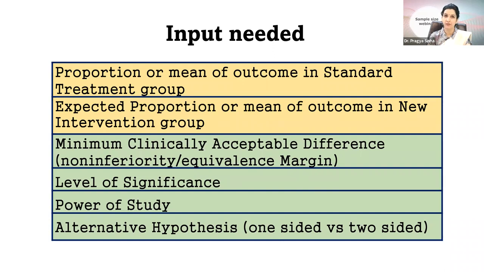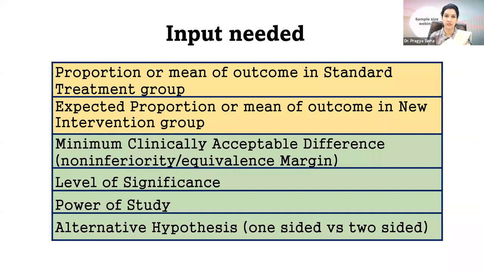Then we set up the minimum clinically acceptable difference for the non-inferiority and equivalence type of trial. Then we set the level of significance. Then we set the PAR, and then we set the alternative hypothesis.